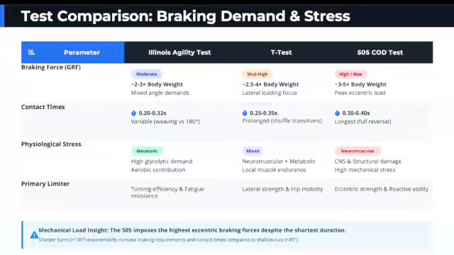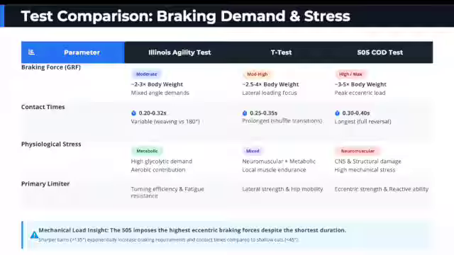The comparison on the braking demands and stress. Braking force: the Illinois agility test is moderate, because it's 2 to 3 times body weight, with mixed angle demands. The T test is moderate to high, 2.5 to 4 times body weight. The 505 is high or max, 3 to 5 times body weight.